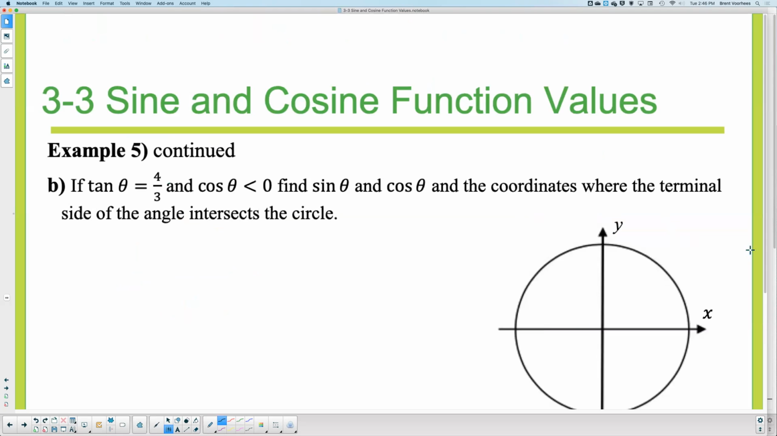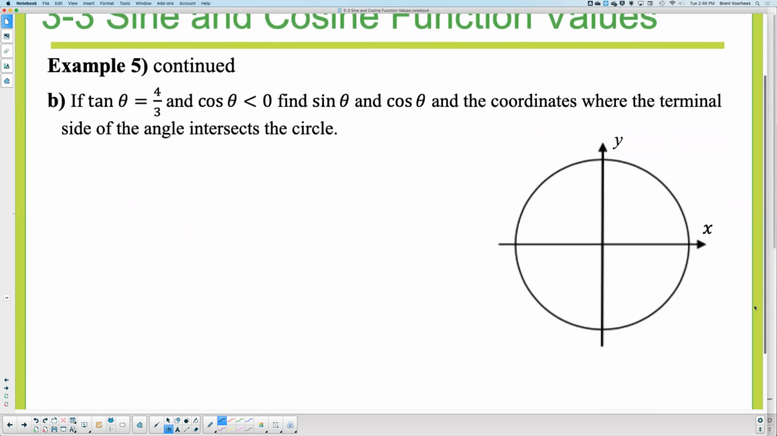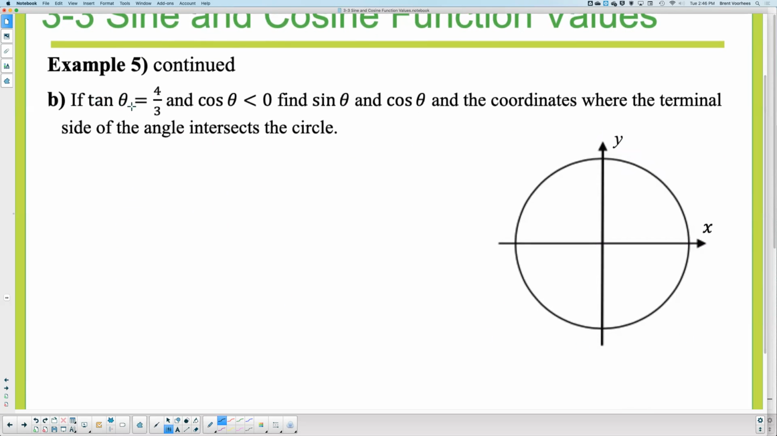All right, part B. Let's try this again. It says if tangent is 4 pi over 3 and cosine is less than 0. I'm going to pause. Sine is y, cos is x, tangent is y over x. So this represents the y. This represents the x. However, like your DOL earlier, they could have been reduced. They could be a -4 and a -3. We don't know yet. This says cosine is less than 0.